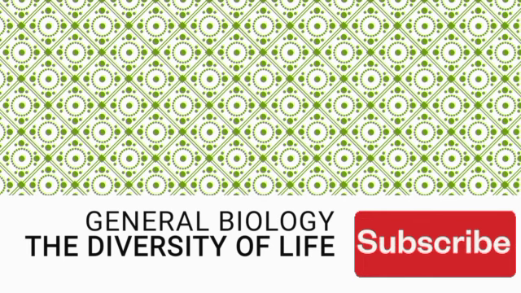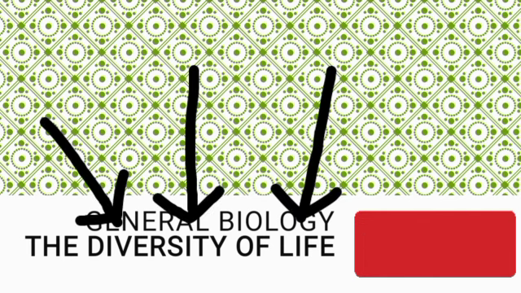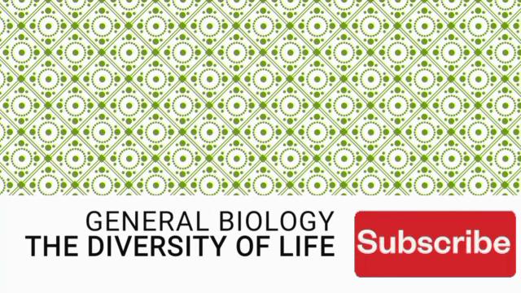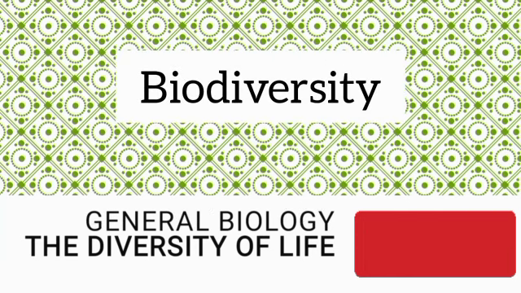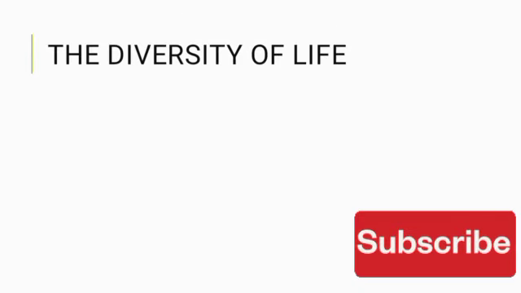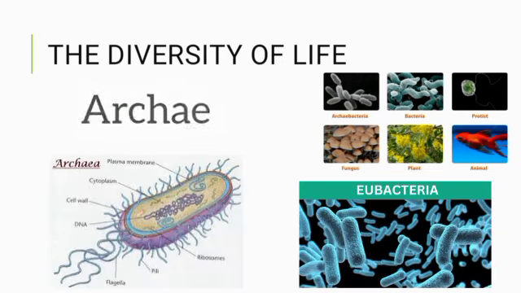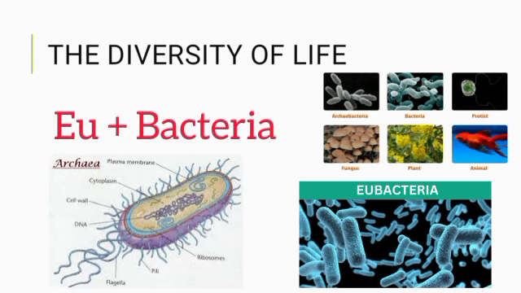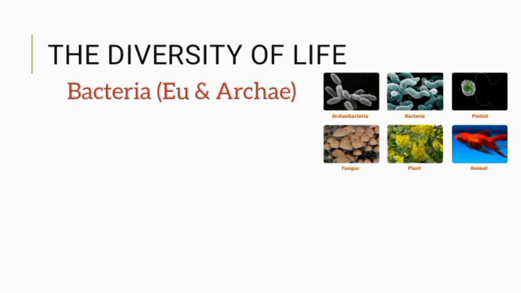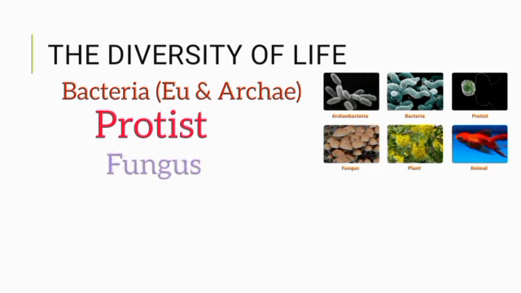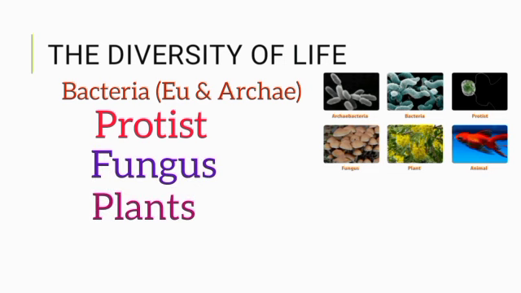I'm going to talk about the diversity of life. Basically, the diversity of life is also known as biodiversity. You can see that we have some images on the screen. We have two types of bacteria, the Archaebacteria and the Eubacteria, that is EU, the true bacteria. Then of course we have the protists, the fungus, the plant, and the animal.